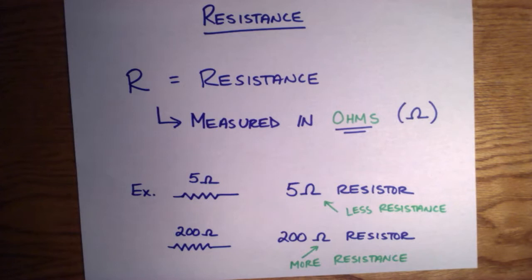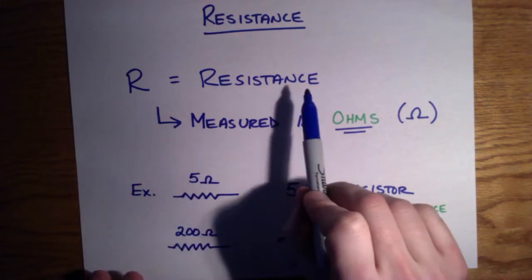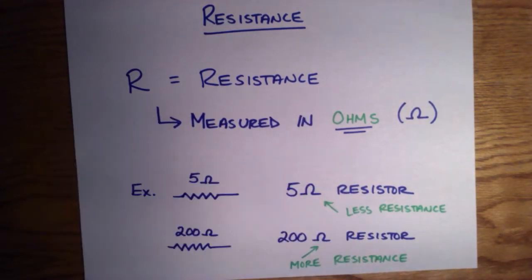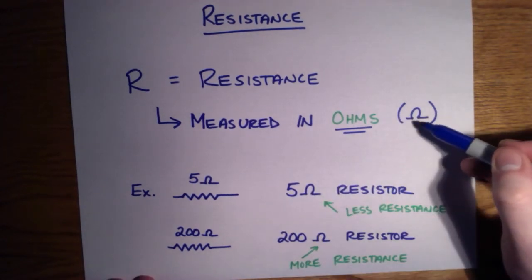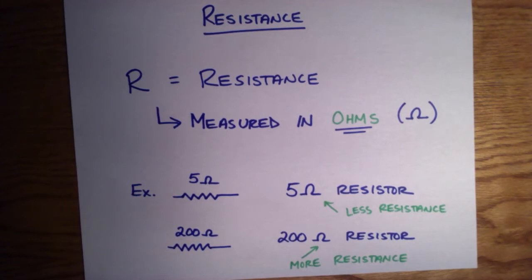Right, and the last one at the end of the day would be what exactly do we define resistance as and how do we measure it? Well, it's nice and easy. Resistance is represented by a capital R, and it's measured in a unit that we refer to as ohms, O-H-M-S. And it's represented by this little upside down horseshoe.